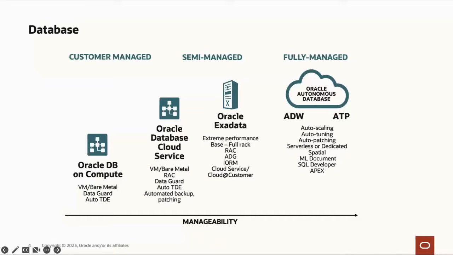Next, we have our Oracle Database Cloud Service. This is our integrated cloud service, and it works with the Oracle REST API library. You can choose your RAC, and you can also provision DataGuard manually, and it's also always encrypted by default. With Oracle Database Cloud Service, you can also have automated backup and patching.